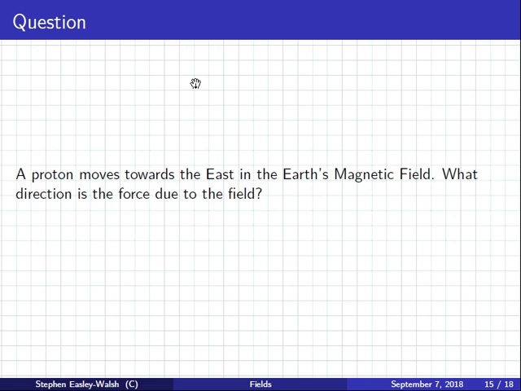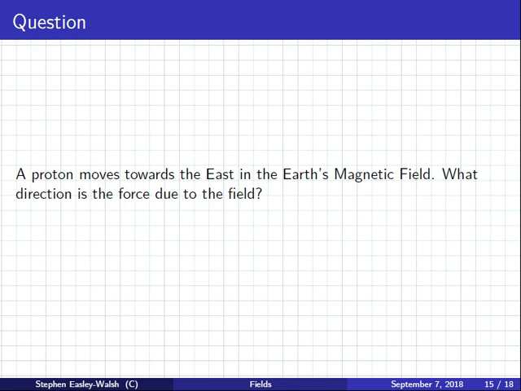Here's one where we have to practice our hand rules. A proton moves towards the east. What is the direction of the force due to the Earth's magnetic field?